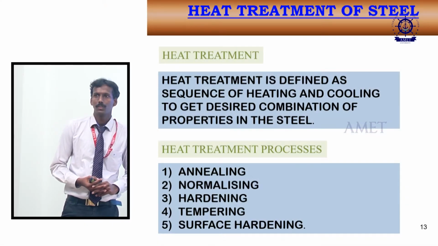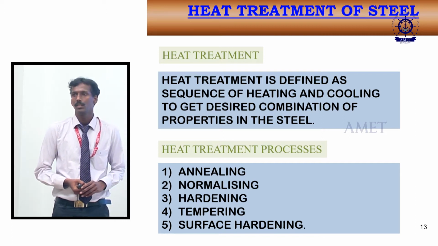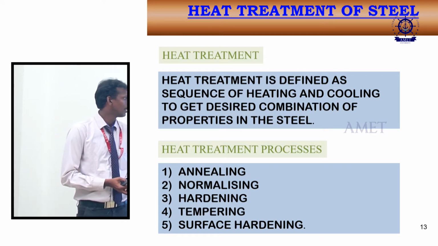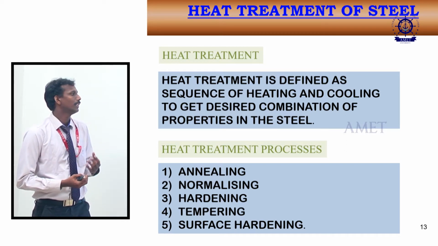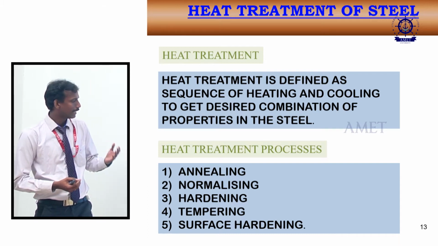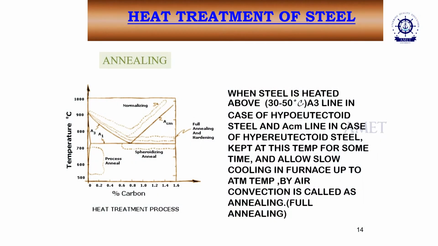Next we talk about heat treatment, particularly focusing on annealing. Heat treatment is a sequence of heating and cooling conditions combined to tailor the properties of the material. The various heat treatment processes are annealing, normalizing, tempering and surface hardening. First, annealing: it improves the ductility of the materials. There are various types of annealing processes, but generally it is a heat treatment process.